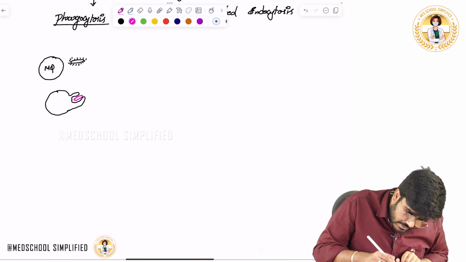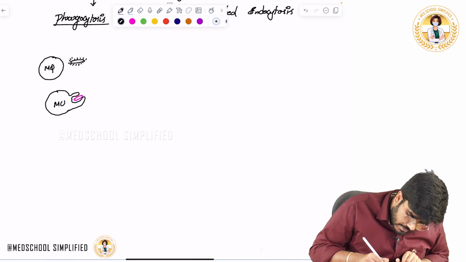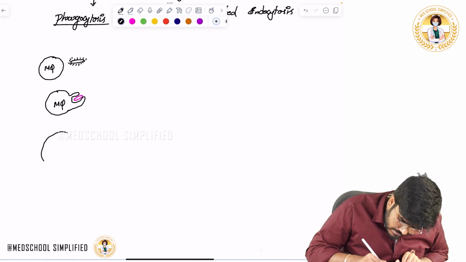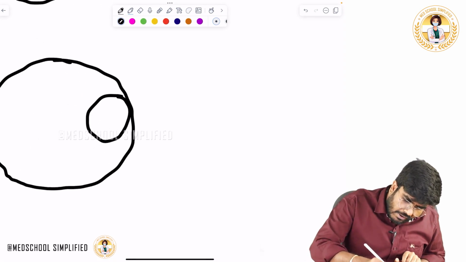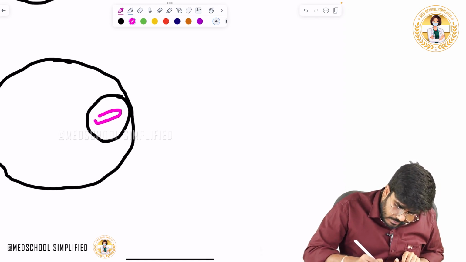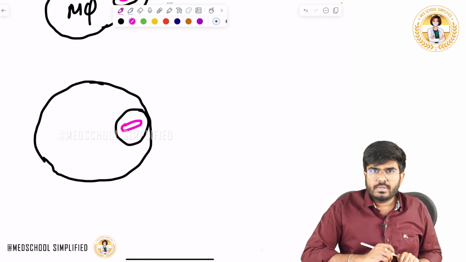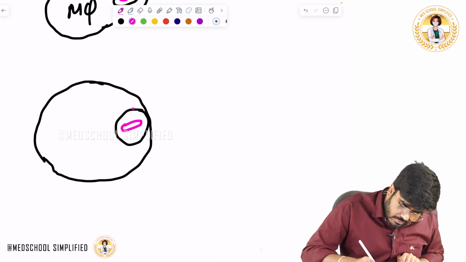Finally, this macrophage is going to take that bacteria into the cell by forming a vesicle. So now it is in the cell. This vesicle is now called a phagosome.